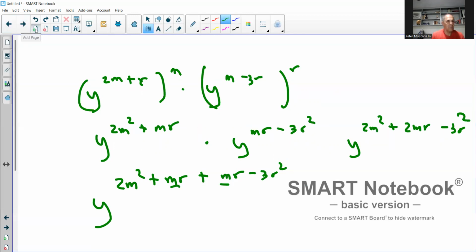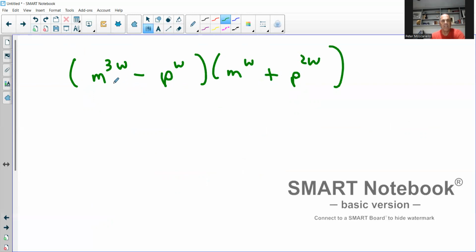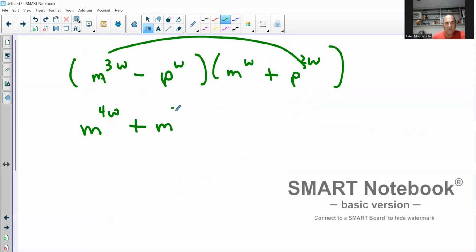All right, same thing going on in 18 with the m's and the w's and the p's, but it's a FOIL problem. It's a binomial times a binomial, so you FOIL. The first, I get m to the 3w times m to the w. Coefficient's 1, so you get 1m to the, add the exponents, 4w. Outer, plus m to the 3w p to the 2w. You don't add those exponents? No, because that's an m and that's a p.